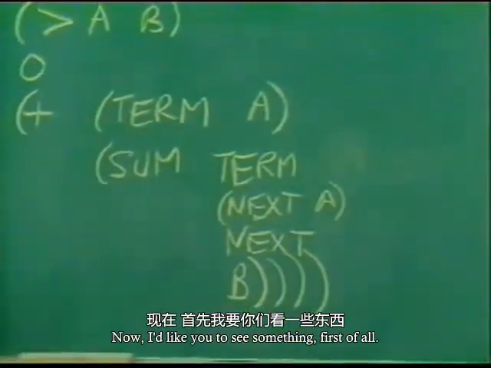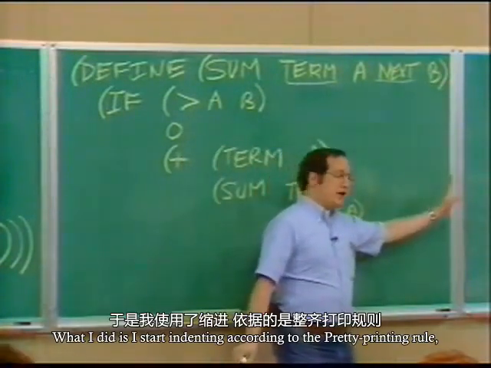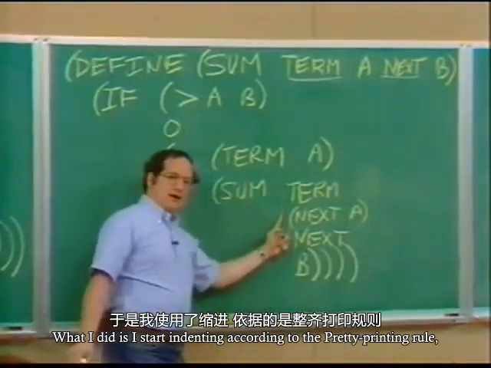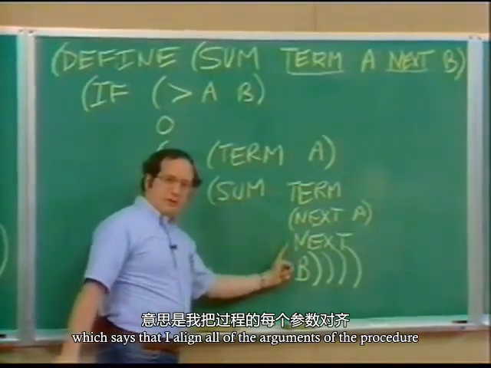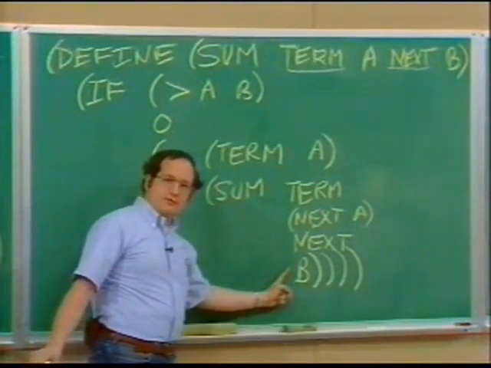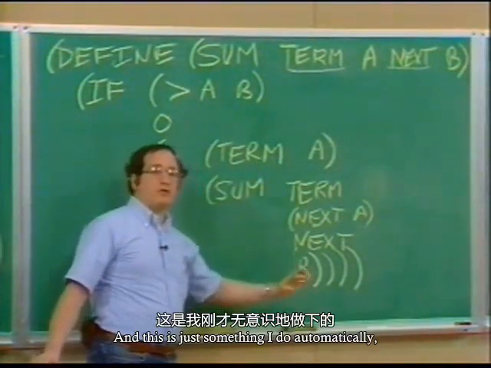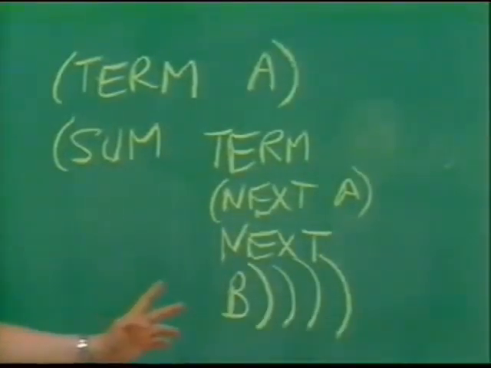Now, I'd like you to see something first of all. I was writing here and I ran out of space. What I did is I started indenting, according to the pretty printing rule, which says that I align all of the arguments of the procedure so that I can see which ones go together. And this is just something I do automatically, and I want you to learn how to do that too so your programs can be read and understood.